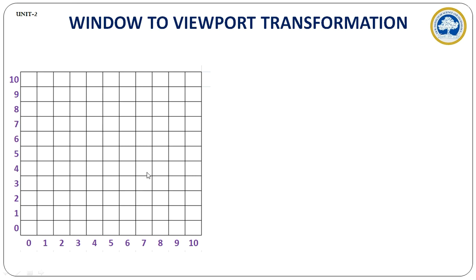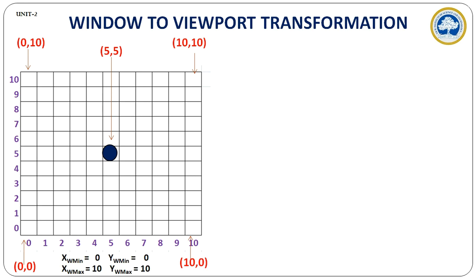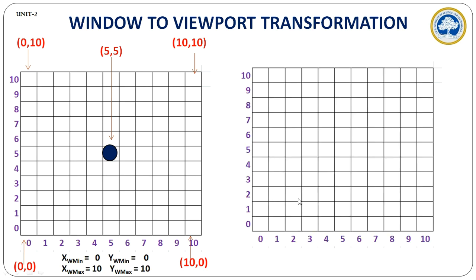Assume that there is a dot at the particular coordinate 5, 5. Identify the x window minimum and x window maximum. That means you can specify the coordinate for each corner of the window. Then identify the x window minimum and maximum and y window minimum and maximum. So consider the viewport that resides inside the window. That means we are going to display the image or video in this area only.